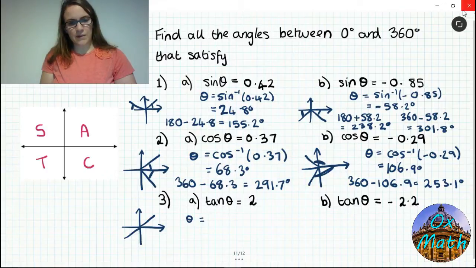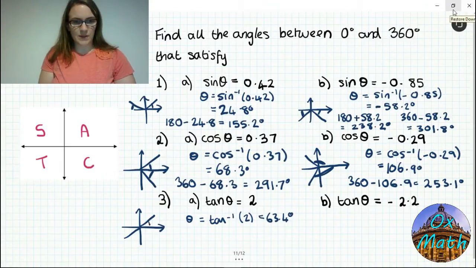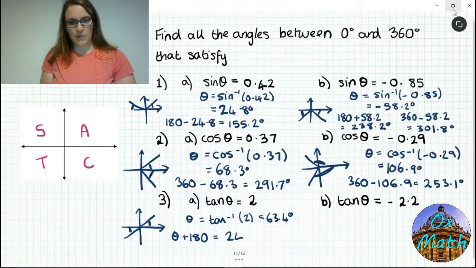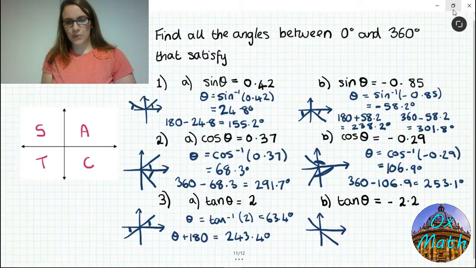For tan, a positive tan is going to give us angles in the first and third quadrant. So when we find our first angle on our calculator, we do tan minus 1 of 2, and that will give us 63.4 degrees, which tells us that this angle and this angle are both 63.4. So our second angle can be found by adding 180, which is 243.4 degrees.